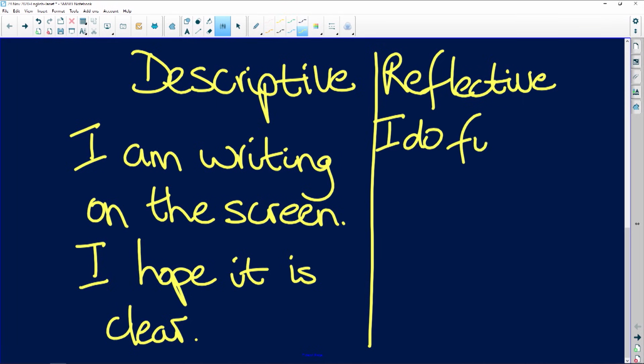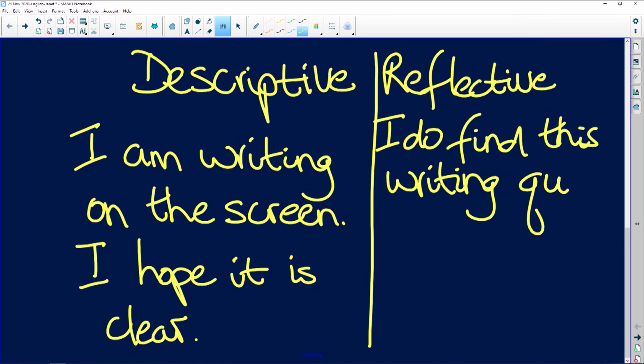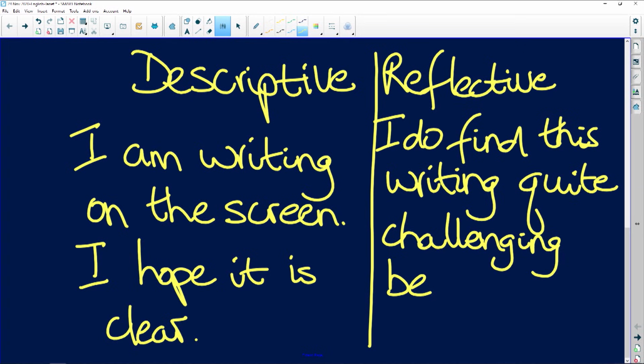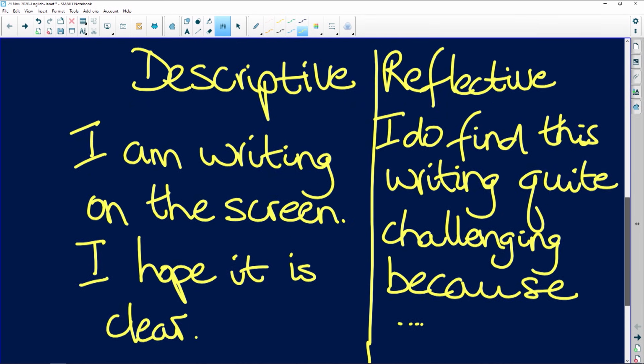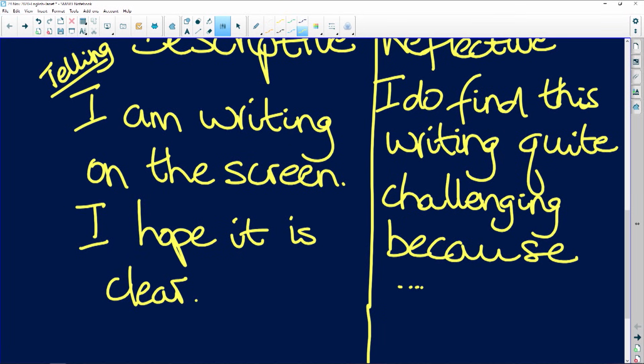I do find this writing quite challenging because, and then I would explain why. So because it needs to be neat, but I don't want to write so slowly that it takes up too much time. I am reflecting on this. Do you see here? I am telling you what I'm doing, and I'm telling you how I'm feeling. Here, I am not telling you I'm writing on the screen because I am reflecting on this. So I do find this writing on the screen challenging because, and so on. So you need to see the difference.